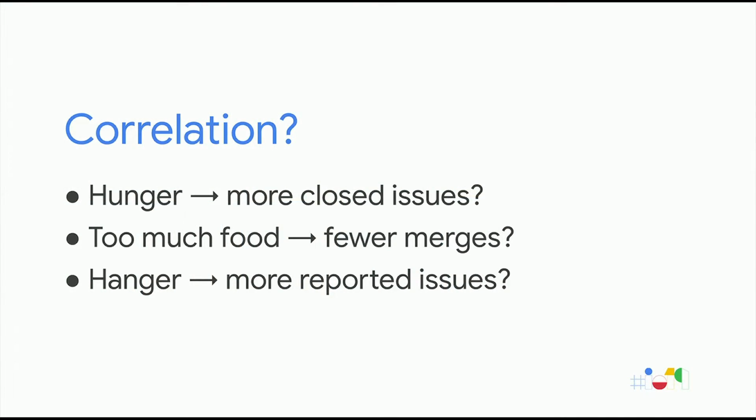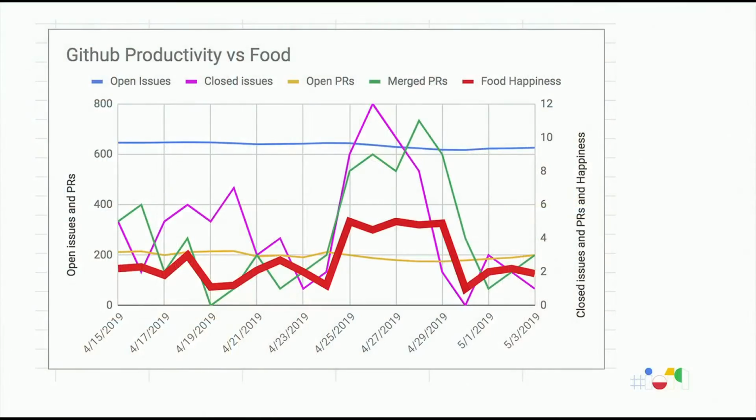All right, now that we have the data both for GitHub and for food, now we are interested in whether there are any correlations. If we are hungry, do we close more issues because we want to get done and leave to get food? Or if we had too much food, are we much slower and we don't merge any pull requests? Or if we're hungry, maybe we just open issue after issue. How can we see these correlations? Well, a quick way is with a chart. So let's do that. Here's the chart.